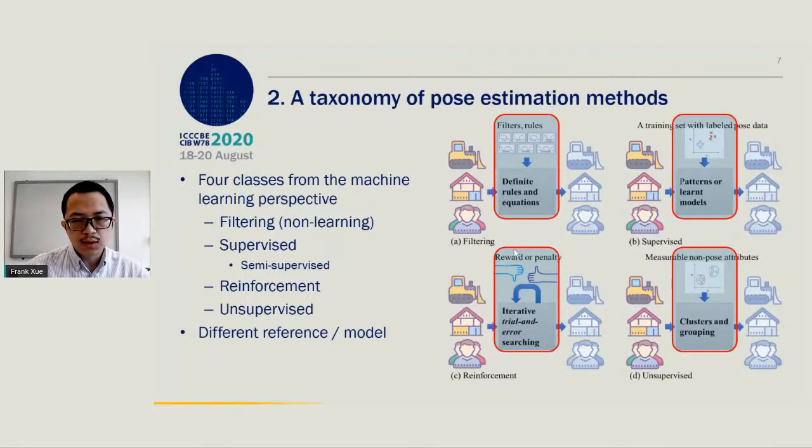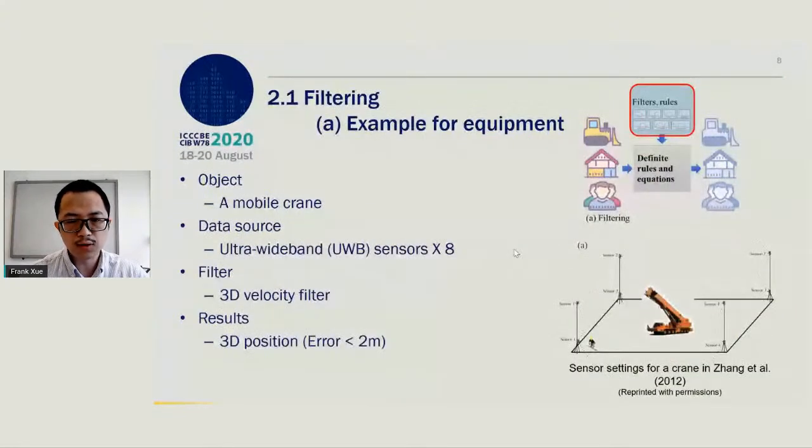So since the task is to relate the physical system to a digital replica, therefore this is a typical task of machine learning. So we can use the machine learning concept to have a four class taxonomy, including the non-learning, supervised learning, reinforcement learning, and also the unsupervised learning. So for the non-learning, we call it filtering. The principle is to use predefined rules and also the equations to calculate and to filter the data.